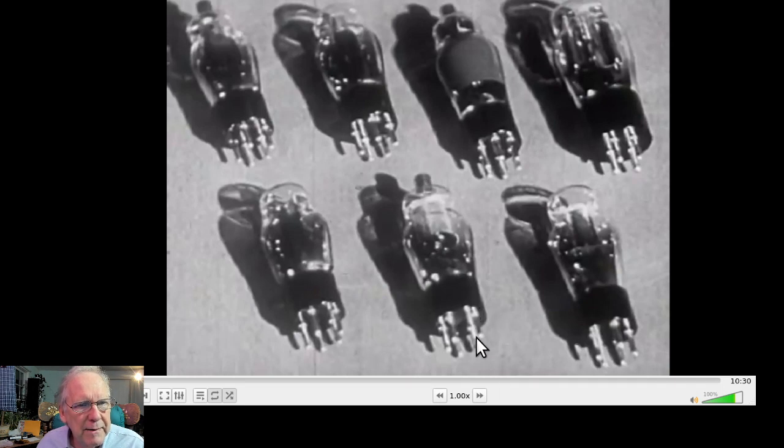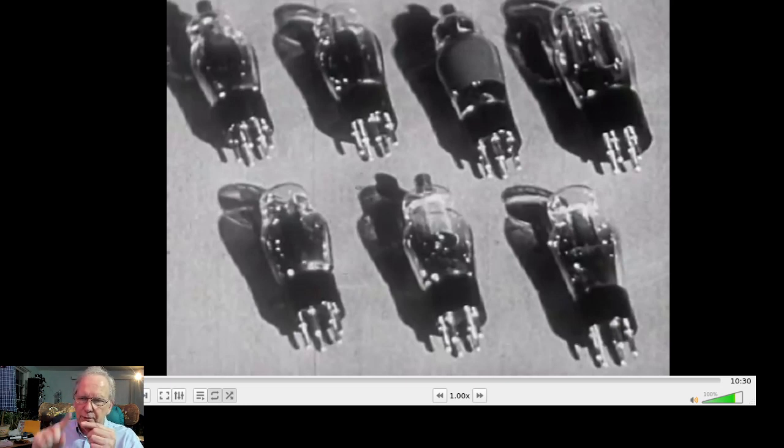These are tubes, and the pins here would lead to the different parts of the tube. That one has a connector on the top for higher voltages and stuff. And it's an amplifier, right? You're trying to take a smaller current and control a larger current.